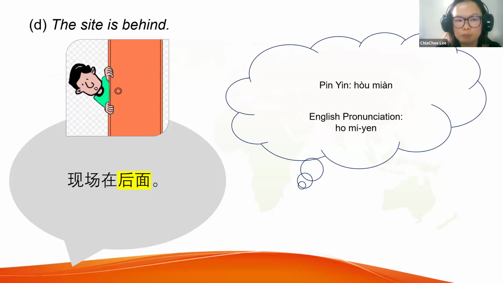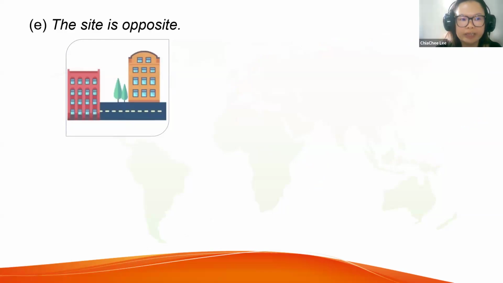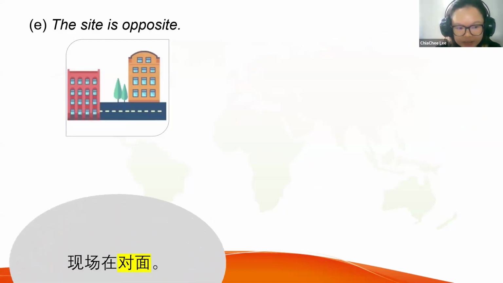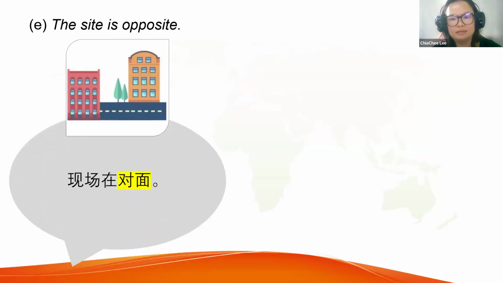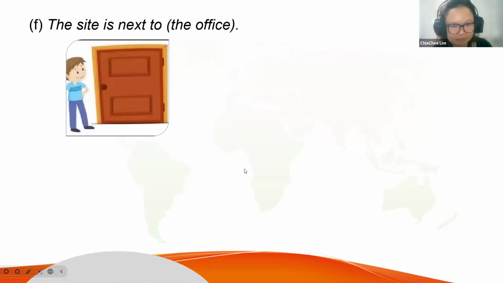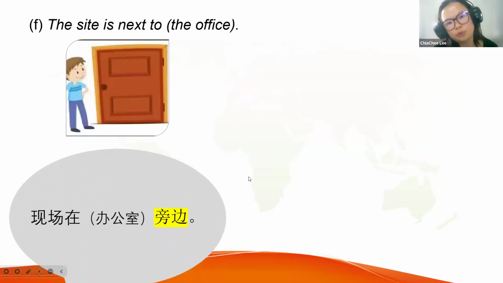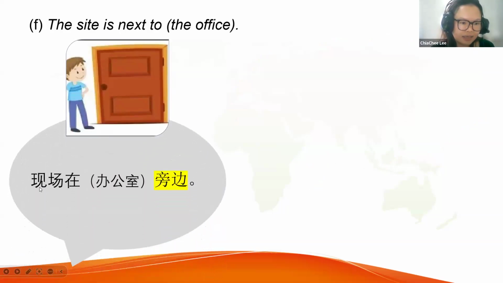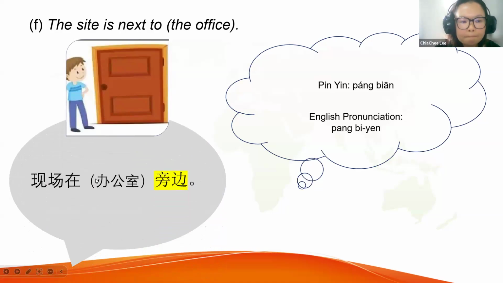And we move on to far away. The side is opposite, 现场在对面. And the parallel level is normally we refer to something else. Can be items, can be building, can be label. In this case, 现场在办公室旁边, 办公室 is the office. So we know that the site is next to the office. Just like our Chinese 1, 2, 3 previously, the site is just next to each other.